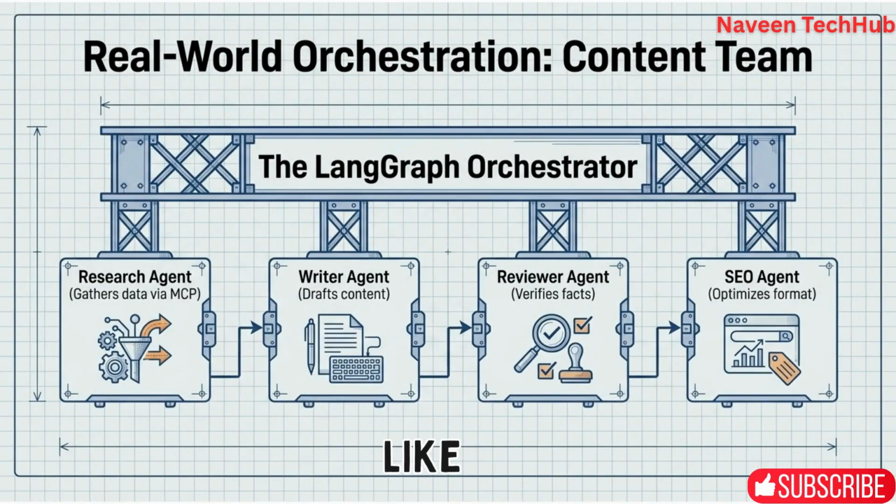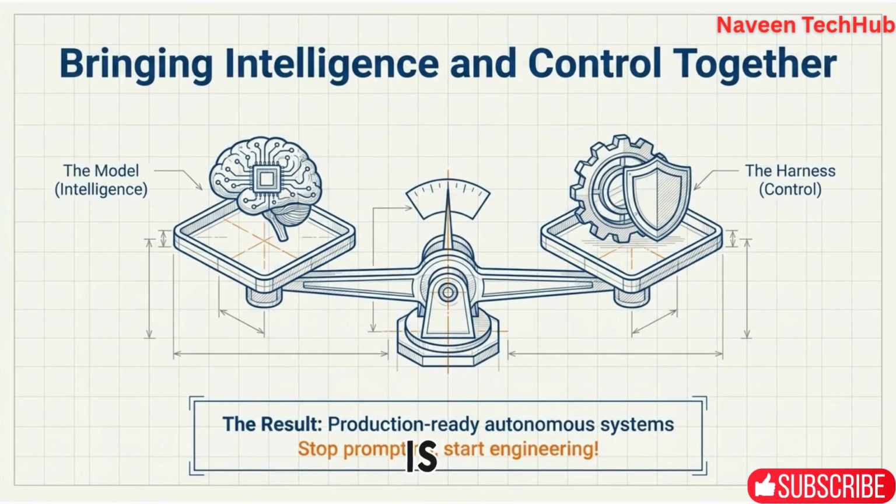Real-world orchestration, like for a content team, involves chaining specialized agents, research, writer, reviewer, and SEO agent using the LangGraph orchestrator to manage the workflow. The goal is to bring intelligence, the model, and control, the harness, together. The result is production-ready autonomous systems.